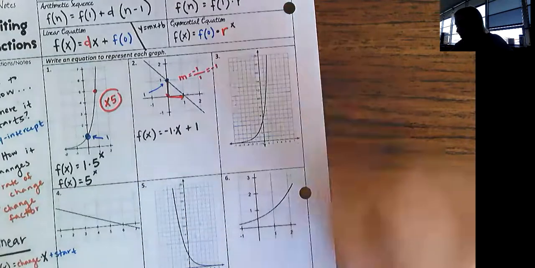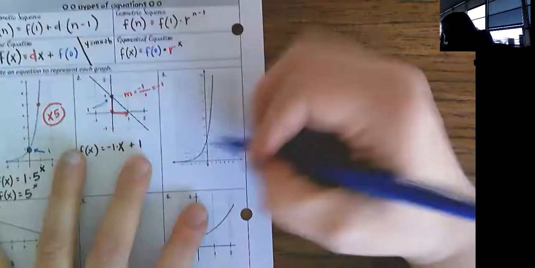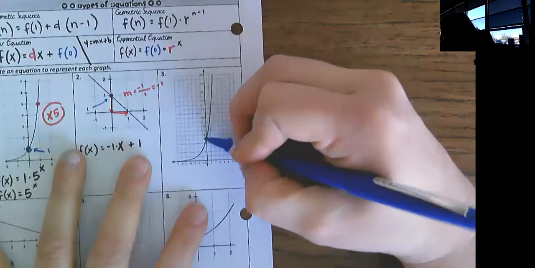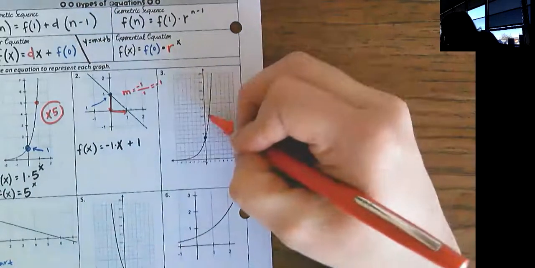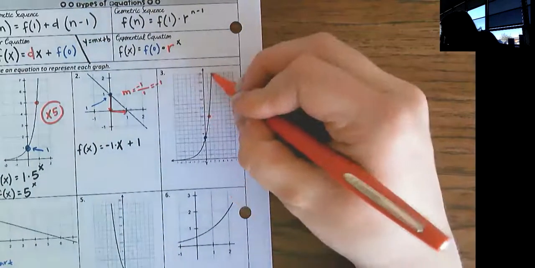All right, let's look at one more together. We'll look at problem number 3. On problem number 3, I can see that this one starts, oh boy, that's hard to see. I think it starts at 5. And then the next good dot is up here at 10. And then it goes up to 20. So how do I go from 5 to 10?